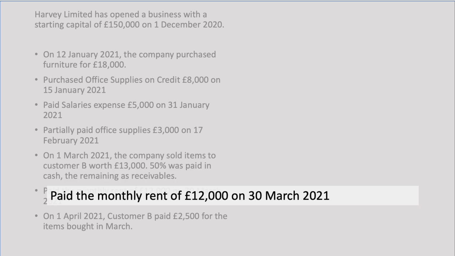Paying rent means a decrease in cash. Therefore, we credit cash for $12,000. Then we debit rent expense for the same amount.